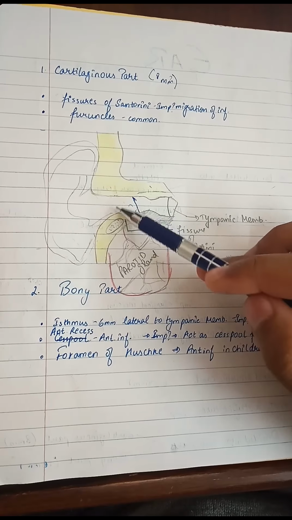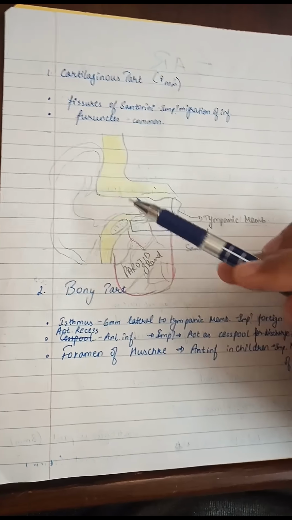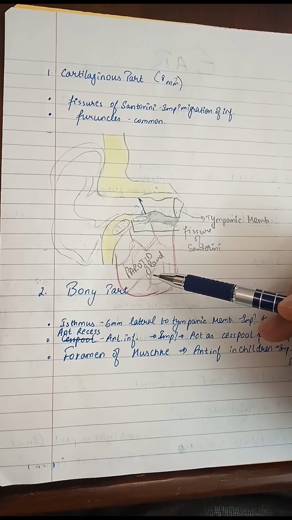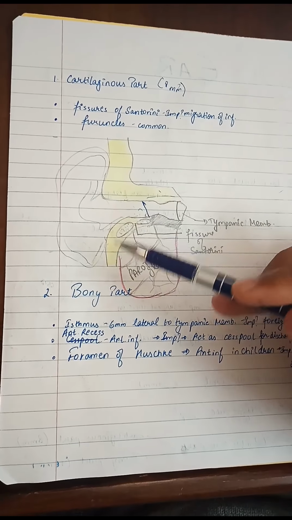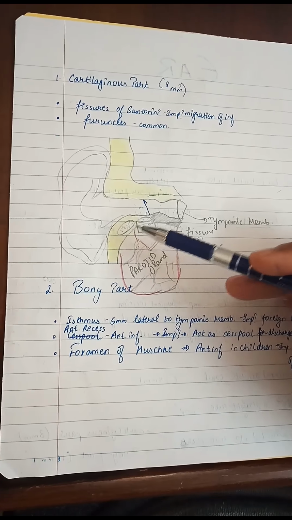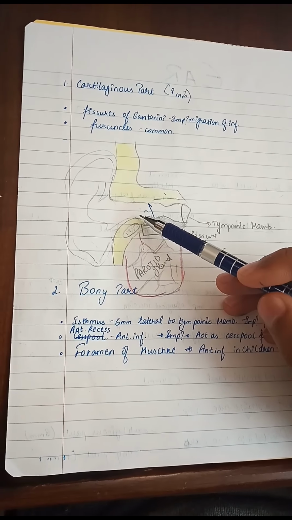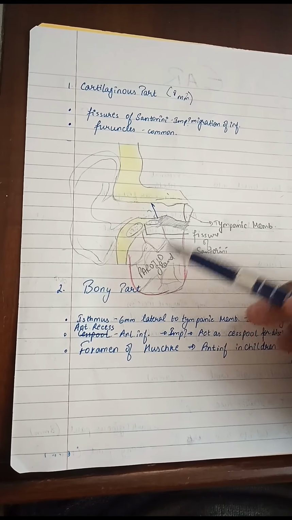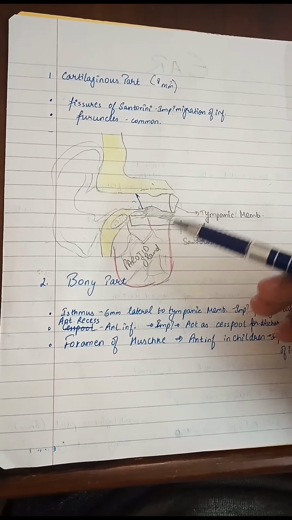If we talk about the relations of the external acoustic canal, anteriorly is the temporomandibular joint, inferiorly is the parotid gland, superiorly is the middle cranial fossa, and posteriorly are the mastoid air cells and the facial nerve. So, due to these fissures, the infection of the external acoustic canal can migrate into the parotid gland and also into the mastoid air cells, and vice versa can also happen.